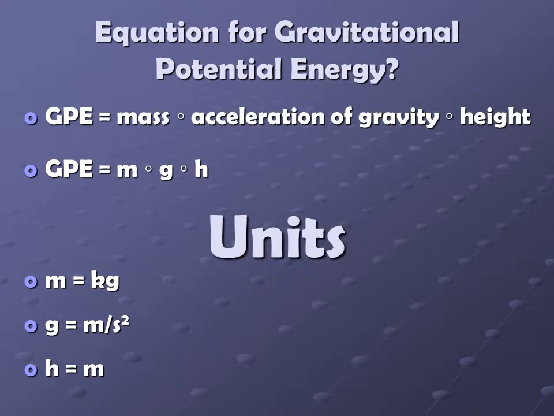Okay, so we need to know the units for all these values. Our equation for gravitational potential energy is mass times the acceleration of gravity times height. For short, that's GPE equals m times g times h. And remember, m has to be measured in kilograms. g is measured in meters per second squared because that's an acceleration. And height has to be measured in meters.